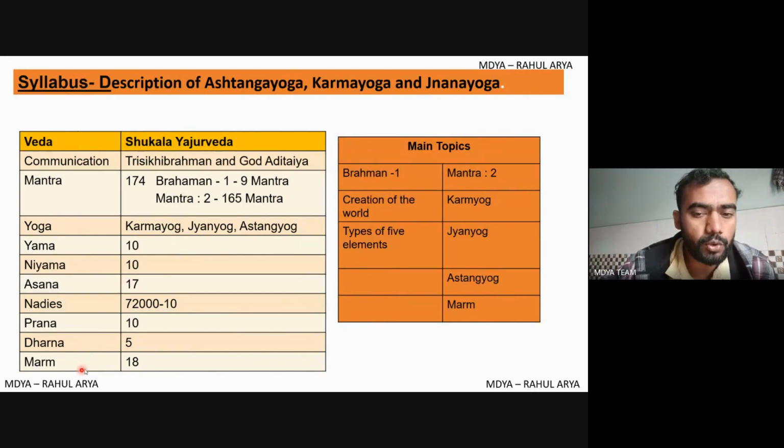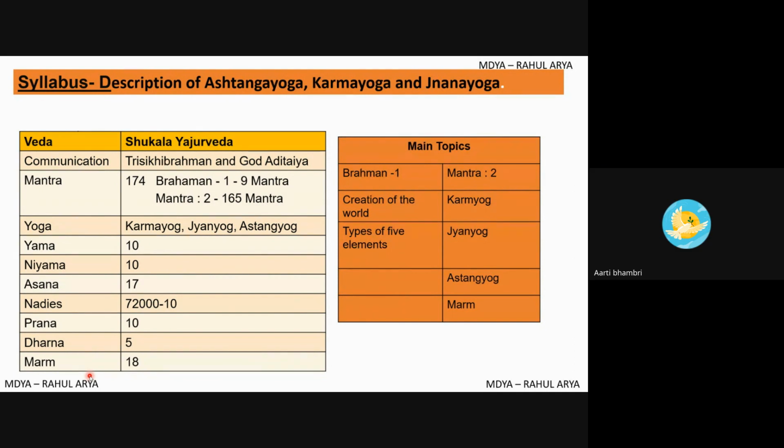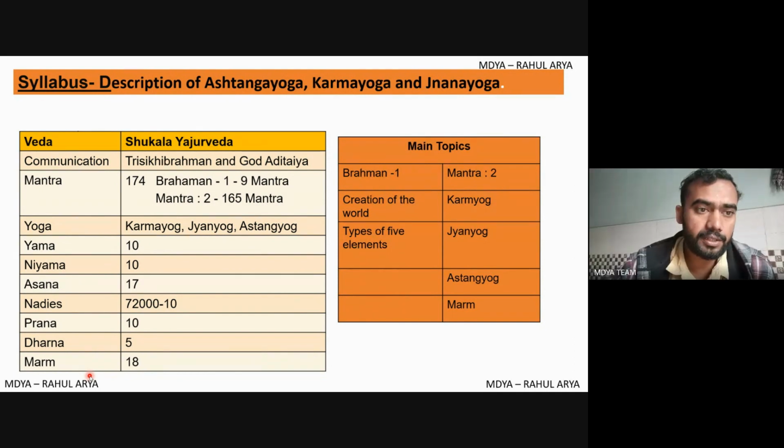And Marma points also. Marma points are explained only in the Vasisht Samhita and Trisikhi Brahmano, not other texts. Only two texts describe the Marma points. According to Trisikhi Brahmana Upanishad, total yamas are 10, total niyamas are 10, total asanas are 17. Nadis are 72,000, out of which 10 are important.